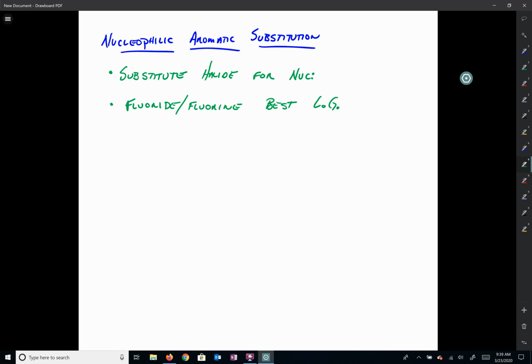So fluorine and fluoride is the best leaving group, and consequently, iodine and iodide are the worst. Now, I'm not saying that they don't react, it's just that they're slow. Iodine and iodide are a lot slower to do this type of chemistry than the fluorine and fluorides are, okay? All right, so there's that.